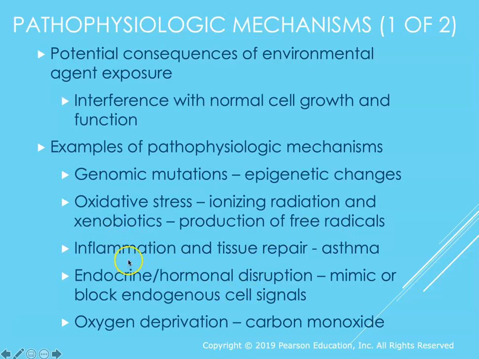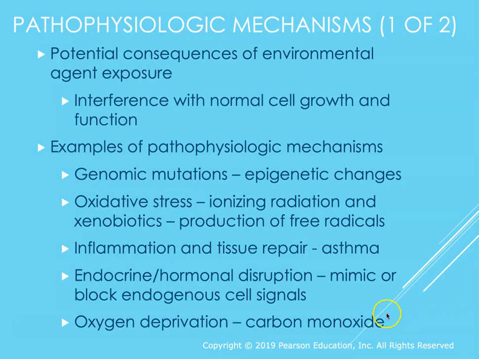Also, if we look at inflammation and tissue repair, I gave the example of asthma before, but there are many environmental agents that can induce inflammatory processes. Inflammation in the airways can lead to asthma. They can also alter tissue repair mechanisms, like plant toxins on the skin that can induce issues with the tissues and interfere with tissue repair processes.